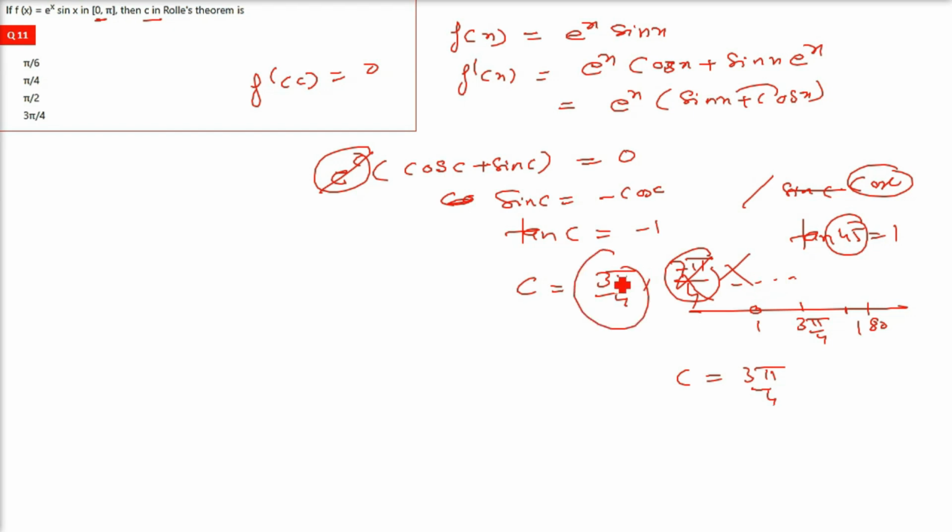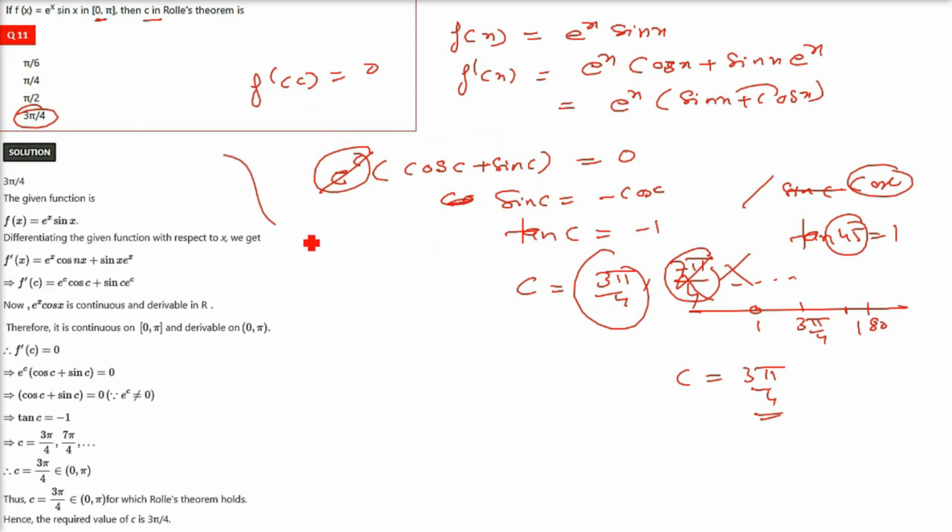So we are choosing the fourth option here, which is the correct option, 3 pi by 4, which is between 0 and pi. How are you going to write it? This is the whole procedure you have to follow.